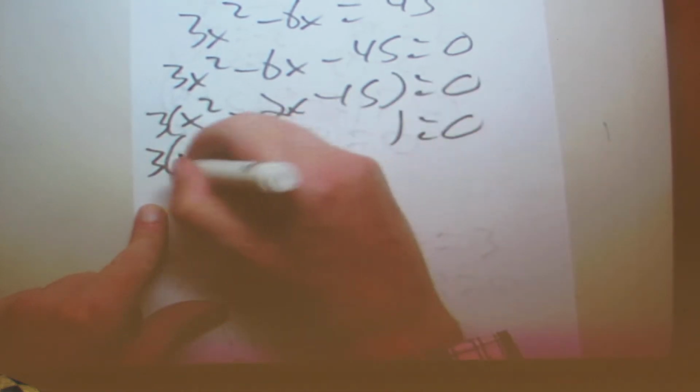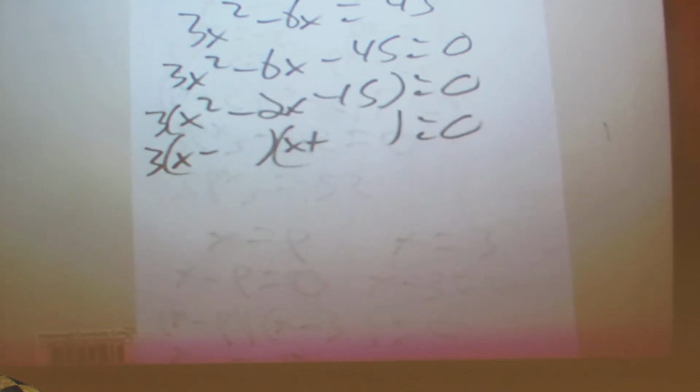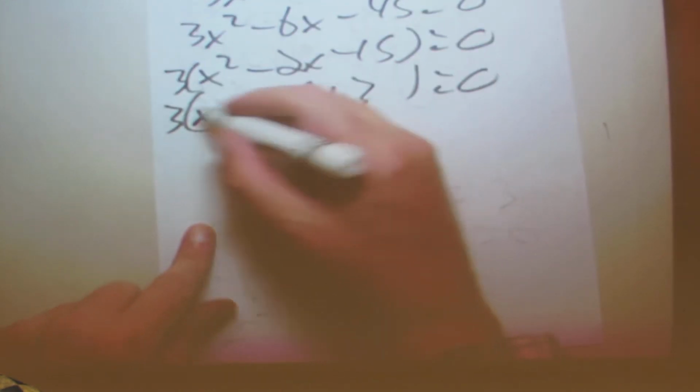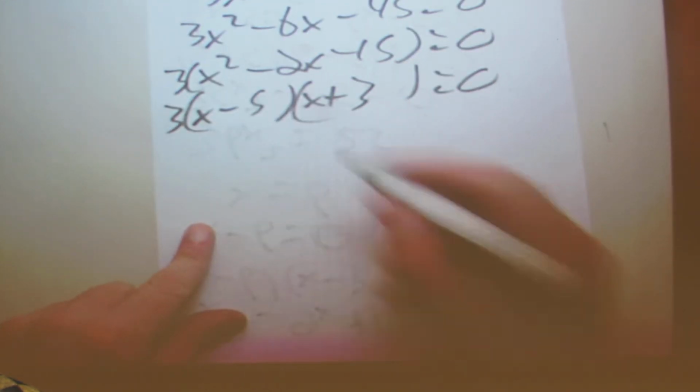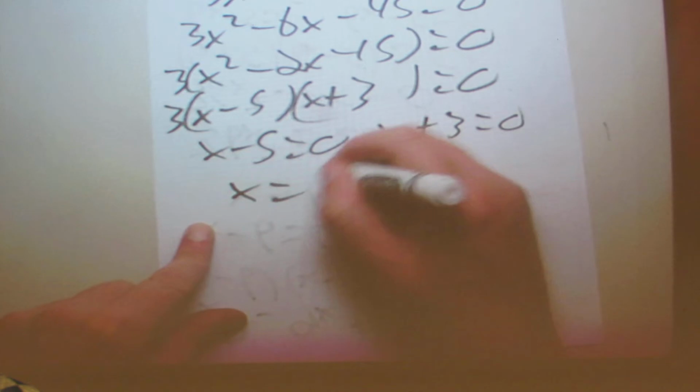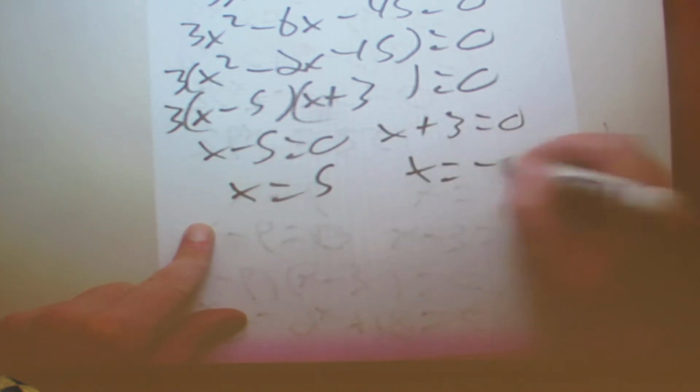We keep the 3. We're going to have an x minus and an x plus. Our factors of 15 that subtract to 2 are going to be 5 and 3. Now we set everything to 0. We don't need to worry about the 3 at this point. X minus 5 equals 0. X plus 3 equals 0. So x can equal 5, and x can equal negative 3.